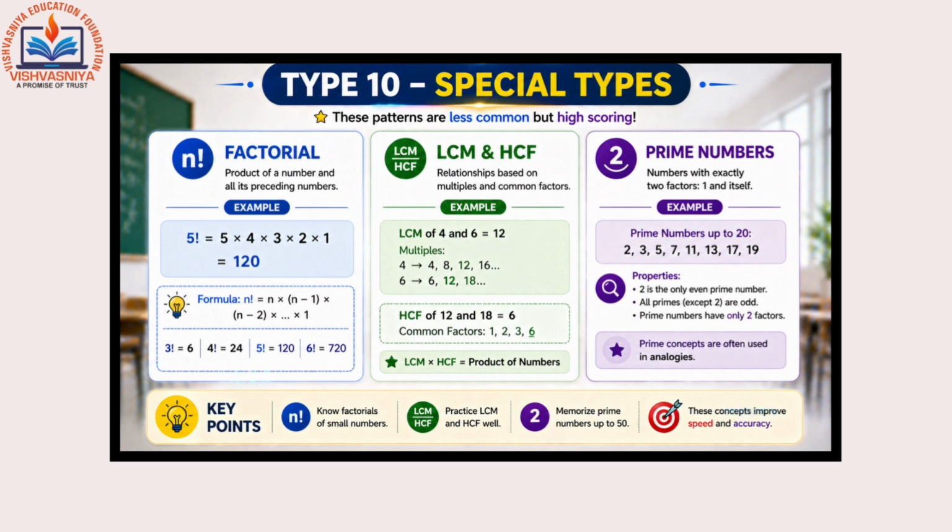Now we come to special types. Factorial is very important. For example, 5 factorial is 120. LCM and HCF patterns are also asked. Prime numbers and their properties can also form analogies. Students should be familiar with these concepts for better accuracy.